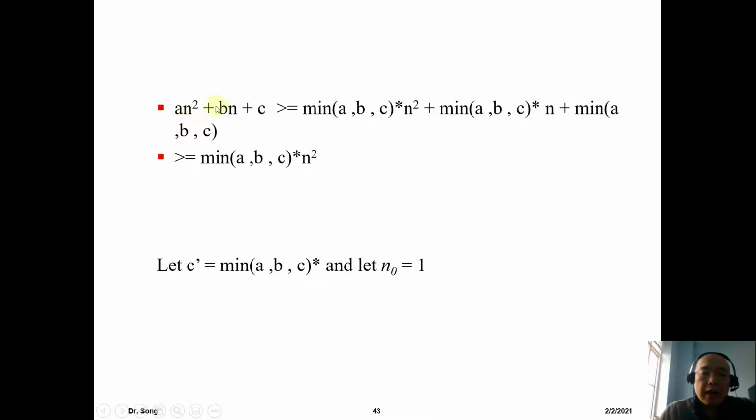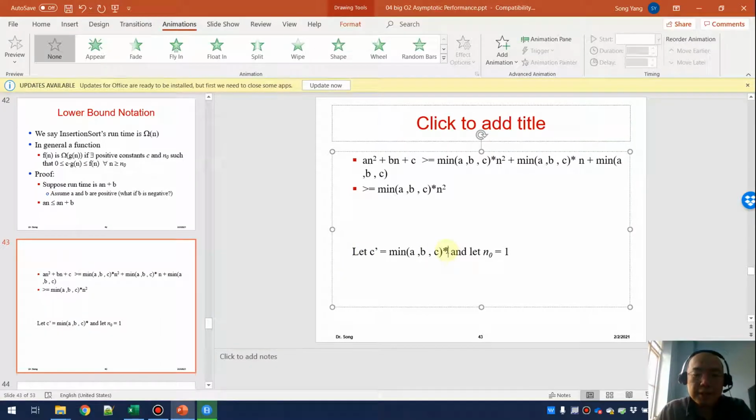So for a n squared plus b n plus c, now I'm trying to do something smaller, so I'm trying to find the smallest value between a, b, and c, and then multiply by n squared, multiply by n, and then multiply by one and just plus it again. And then after that, I drop the lower degree of polynomials, so I only keep this one, so it's even smaller.